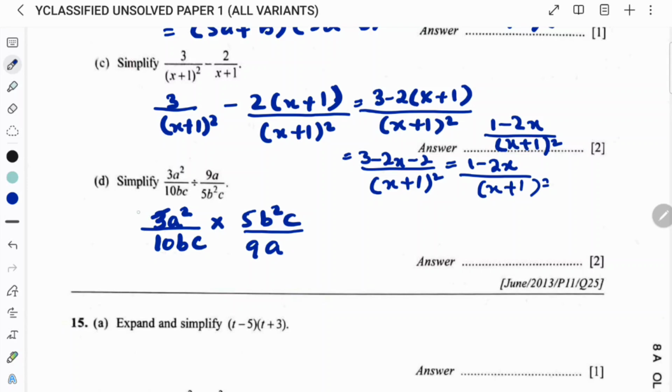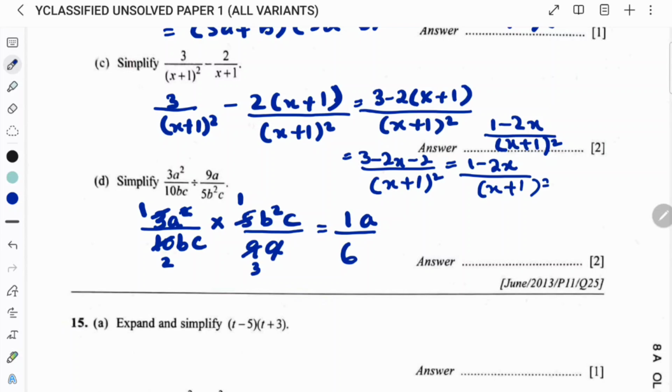So 3 times 1 is 3, and 3 3s are 9. Alright, so 3 is left in the denominator, and 5 1s are 5, and 5 2s are 10. So in the numerator we don't have any number, so that is 1, and 2 3s is 6. Come to the variables now. So this a gone and this a, so we just have a left.